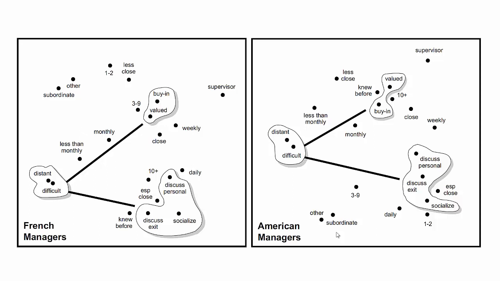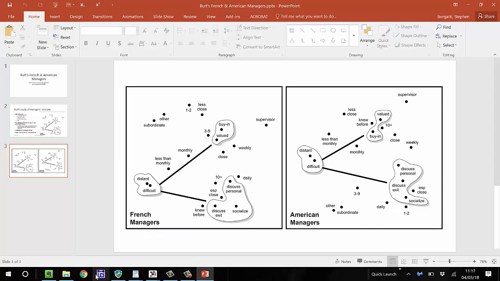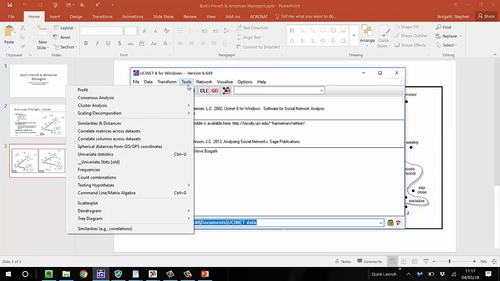In our data sets, we have the Sampson data set. So let me start up UCINet. And I'll go to Tools, Similarities and Distances, and put in Sampson. And we'll do Pearson correlation of matrices. We actually did this last time, but very quickly.